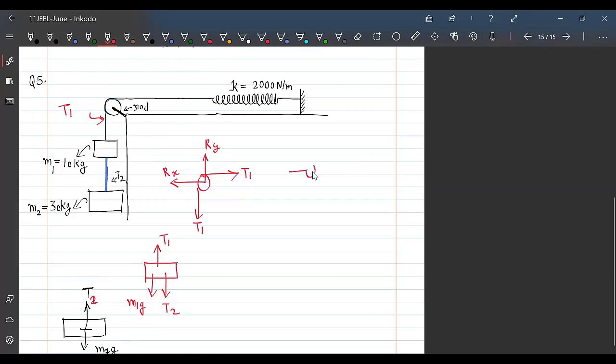And the free body diagram of the spring. So here tension T1 is acting, and here the wall will apply the spring force, let me call this as F dash. So we can start calculating from here. T2 is equal to M2G. So the value will be, M2 is 30, so 300 Newton.